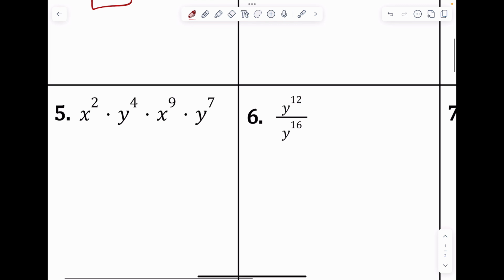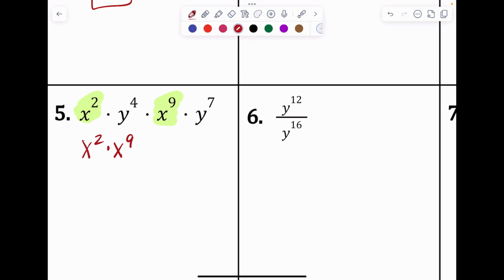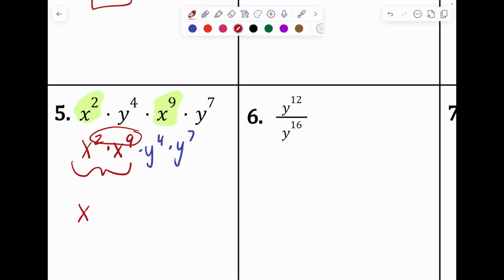Let's see, number 5, I'm going to match the same bases, so I have x to the power of 2 and x to the power of 9. We're multiplying, so if I want to write this out, I have that, and then I also have left over y to the power of 4 times y to the power of 7. If it helps, put it in order where you see the bases are the same. Since my bases are the same and I'm multiplying, I keep my base and I just add my exponents. So 2 plus 9 is 11.